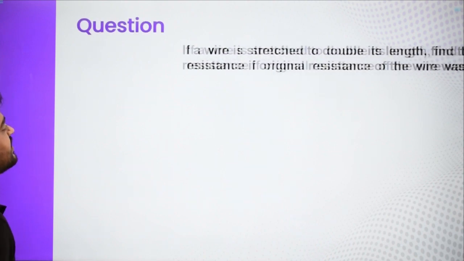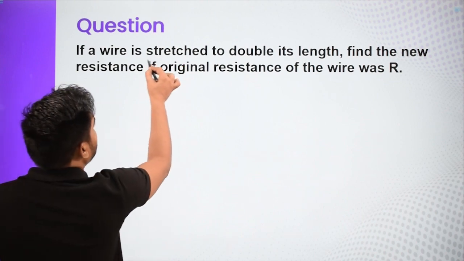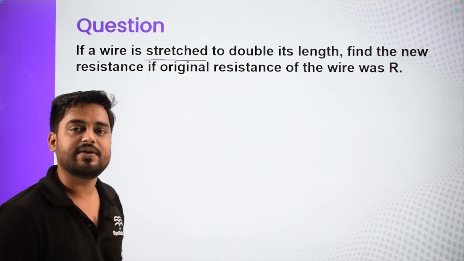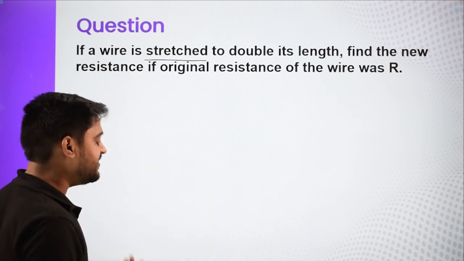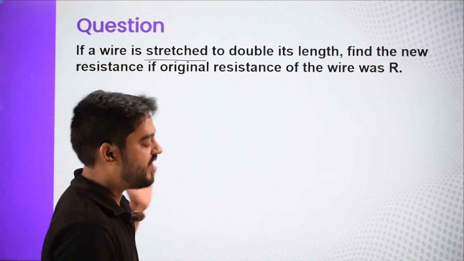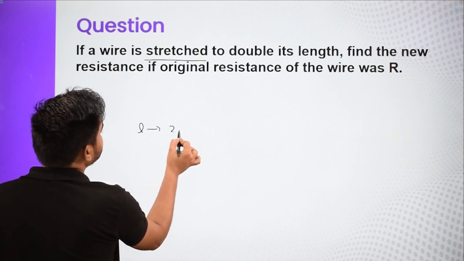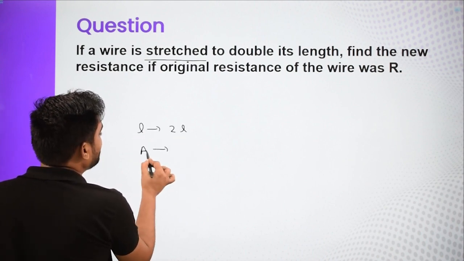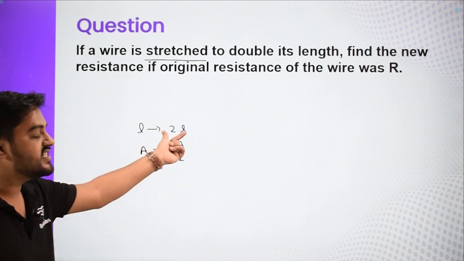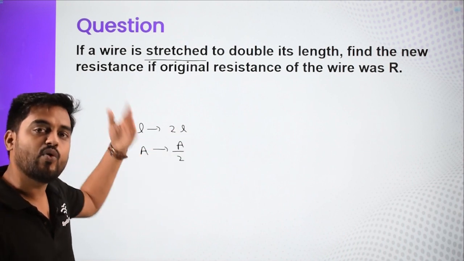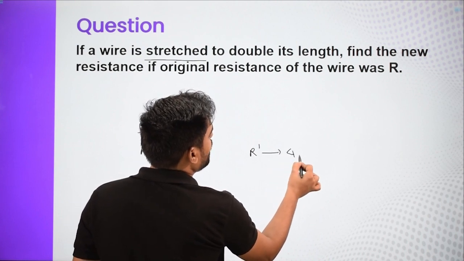Now there is a question. This question says a wire is stretched. Remember, when we say stretched, it means we are keeping the volume the same. We are not adding any new material to it. So it's doubled in length. Then we need to find the new resistance if the original resistance of the wire was R. So we know that the length is becoming twice, but at the same time, to keep the volume constant, the area will become half, and hence due to this the resistance will become twice, and due to this it will become twice more. So we know that the final resistance will be nothing but 4R.